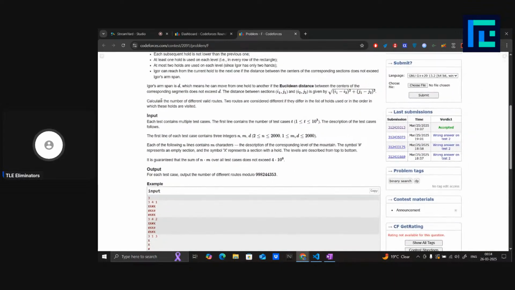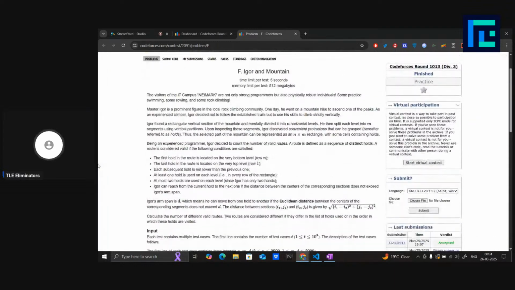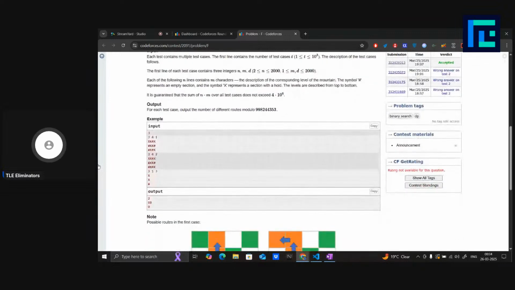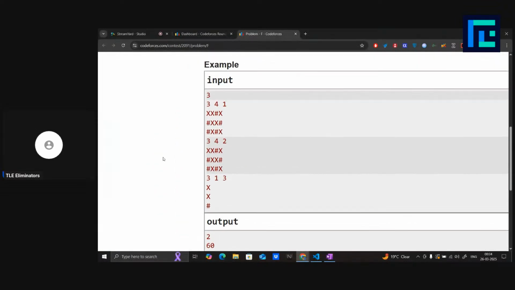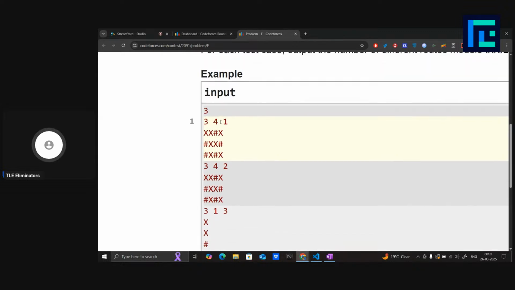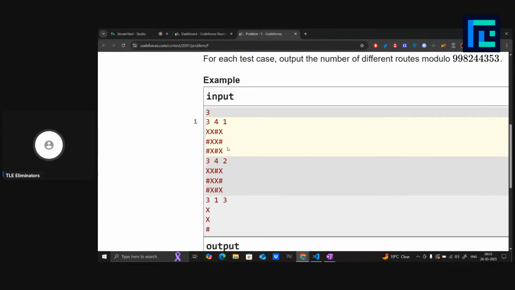So yeah, the problem statement was very convoluted, but we read it. So basically, it says that we have to count the number of paths from the bottom to the top, and the path has to be on the X's only, right? And there are more conditions, that we cannot jump. Like we cannot jump from here to here. We have to go step by step from here to here to here.